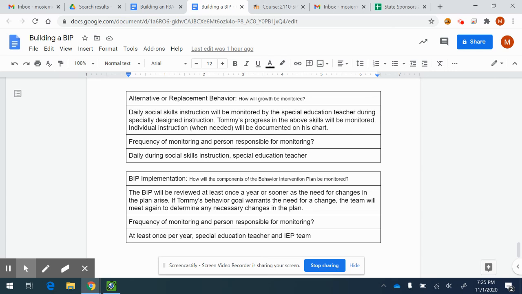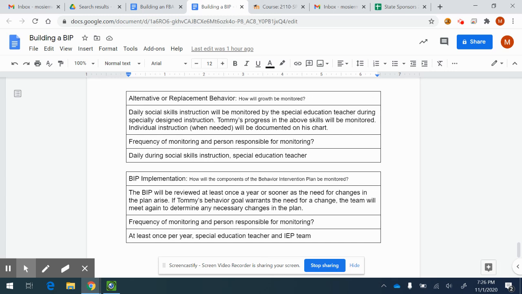So when we think of that individualized instruction piece, that's when I have to kind of stop, or the teacher has to stop what they're doing and redirect him and reteach those behaviors. So those are things that we want to watch out for. If we're having to constantly teach him in a one-on-one setting how to use appropriate response, then that tells me that we're not meeting that replacement behavior goal and that we need to reinforce those skills during social skills instruction. So that will be done daily during social skills instruction by the special education teacher.